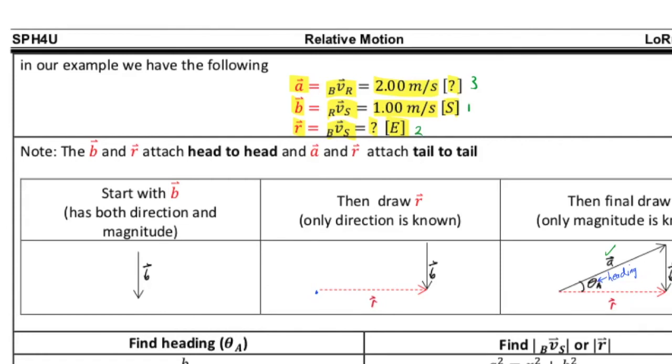Next, we draw our vector R. But when you draw the vector R, this is the important thing. You need to remember that in the order of drawing, vector A is tail to tail with the resultant, but vector B is head to head. Let me show you what I mean by that.